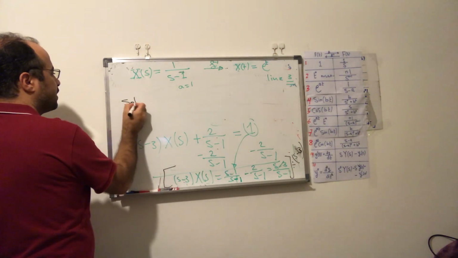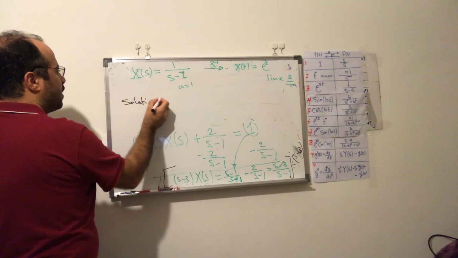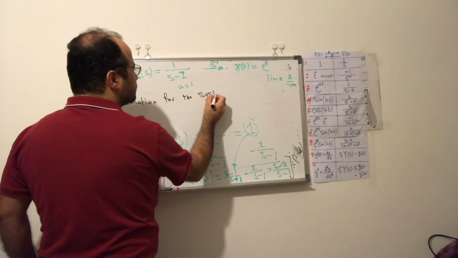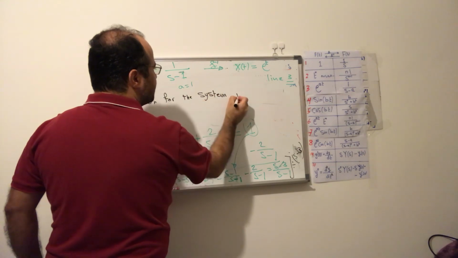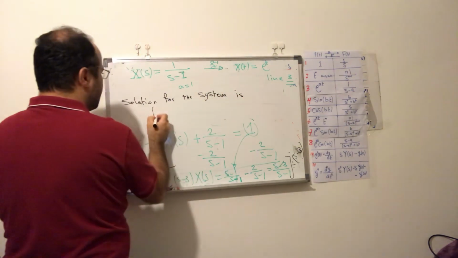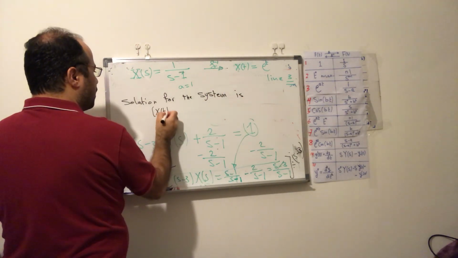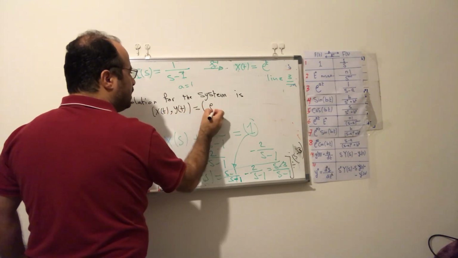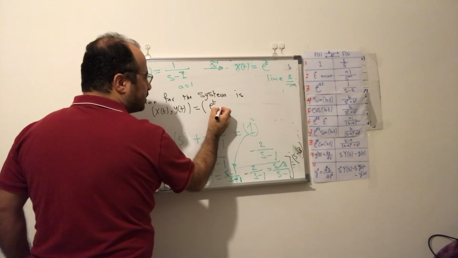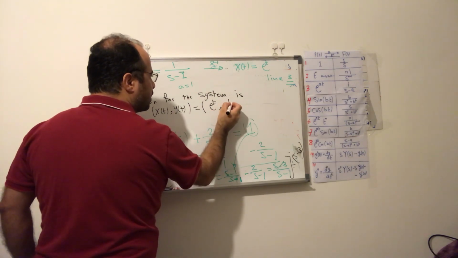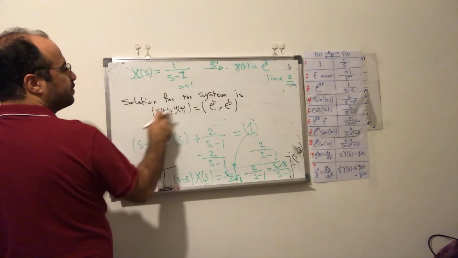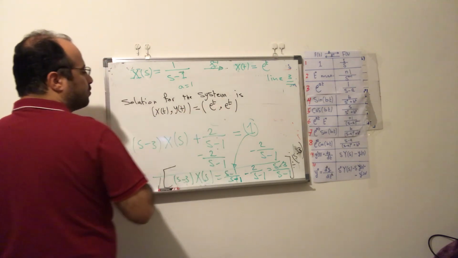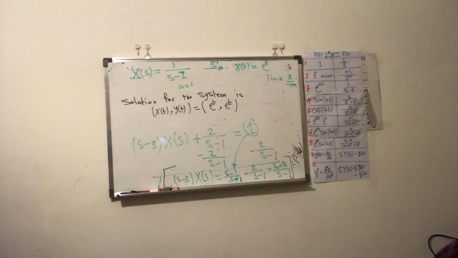Now the solution for the system is x of t and y of t equal to e^t and e^t. Both of them, both x of t is e power t and y of t is e power t.